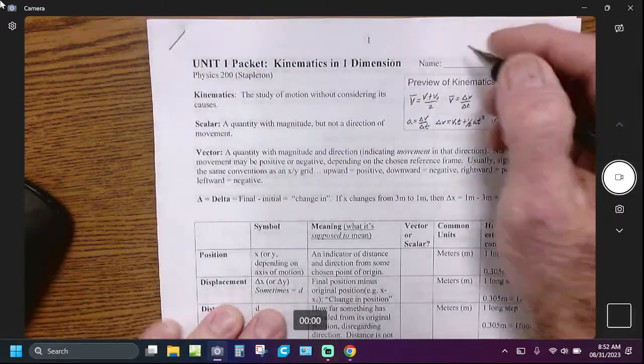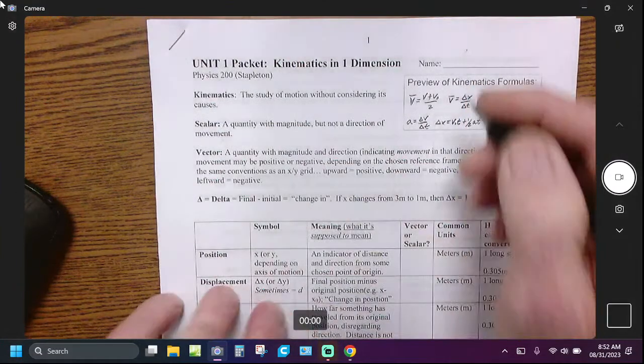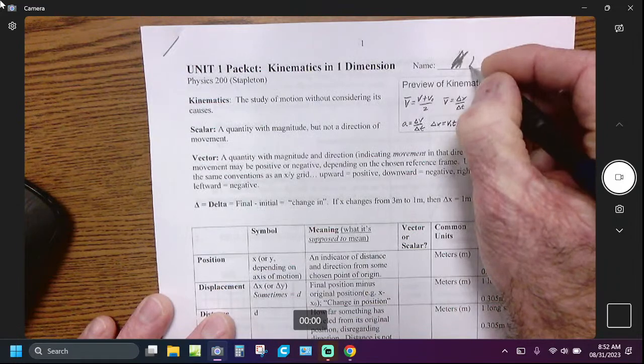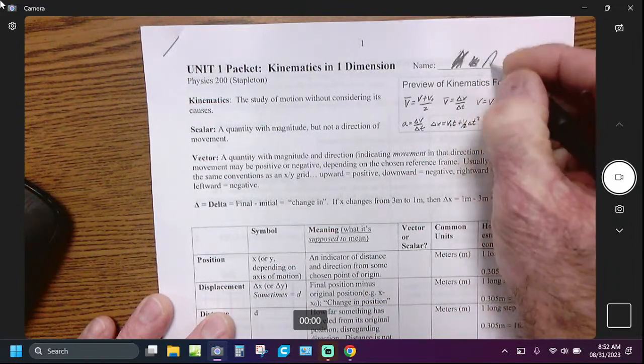All right, so I'm going to be working through this as you work through it, and you're B, no, you're A, 5-6.